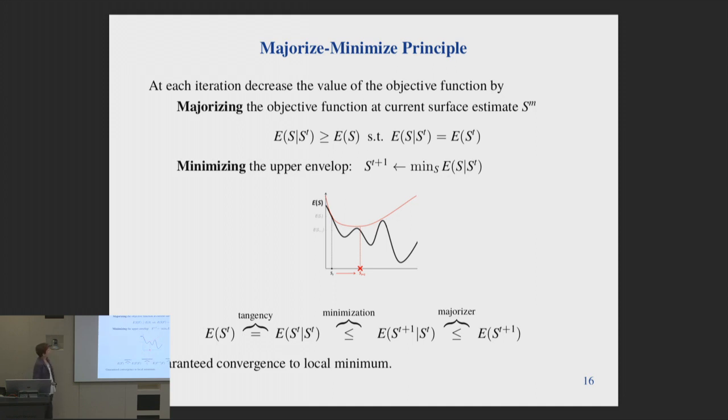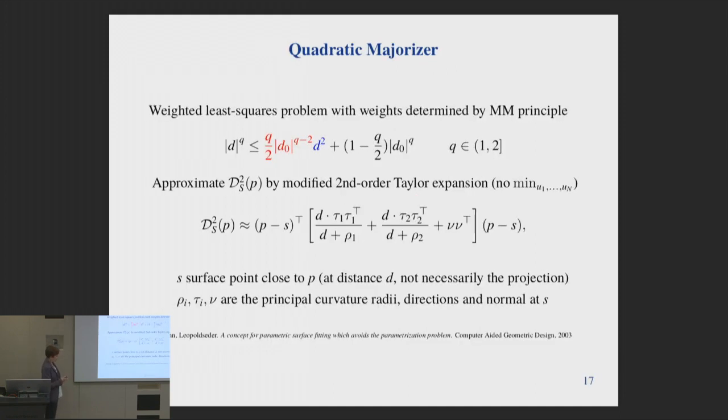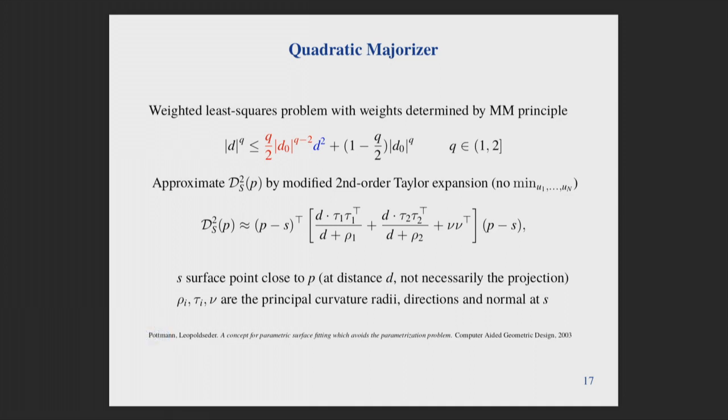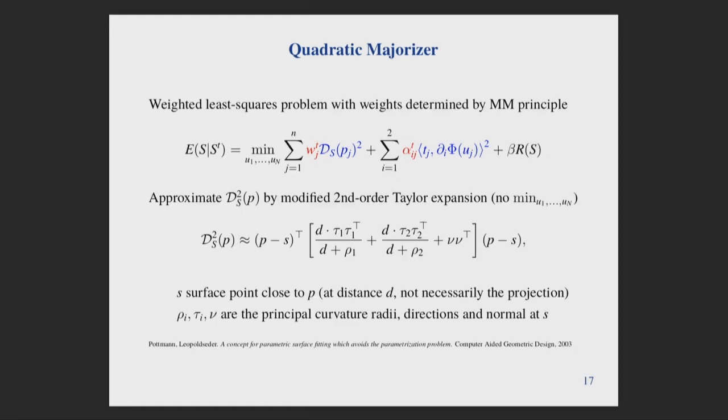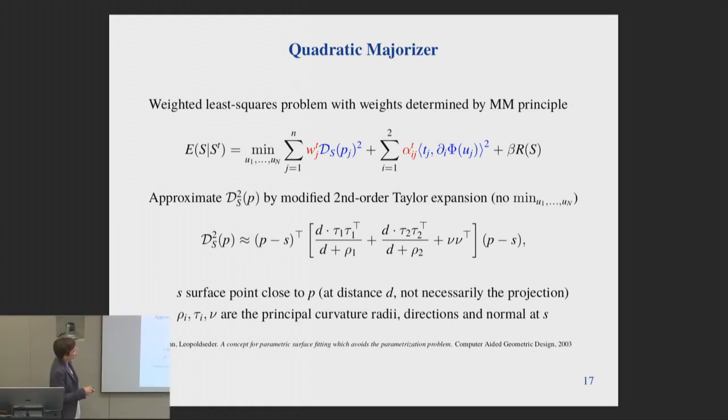Now, in our case, we use an inequality that is used for LP norms, or LQ norms with Q between 1 and 2, to write our distance as a weighted least squares problem, in which once you plug in our approximations, it has this form. It's a weighted least squares problem where the weights are simply given by the majorize minimize principle. Now, this is differentiable, so we have many more techniques to approach the problem.